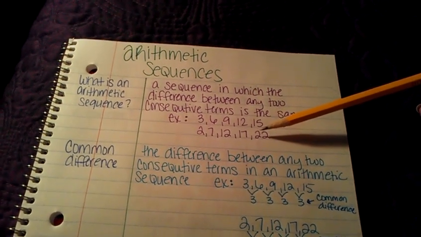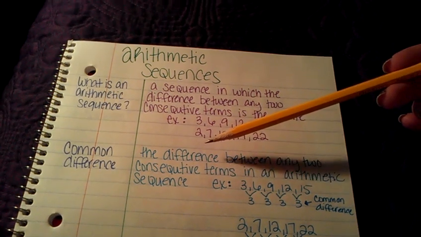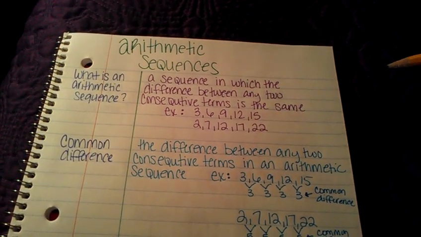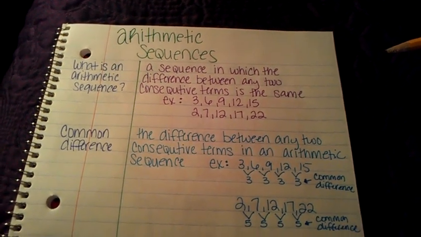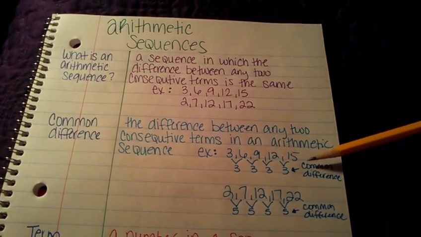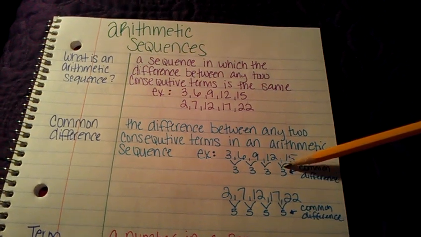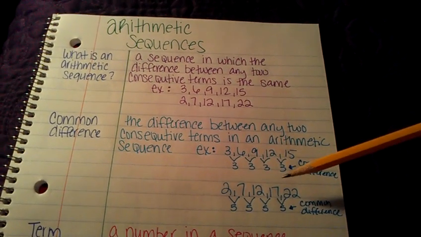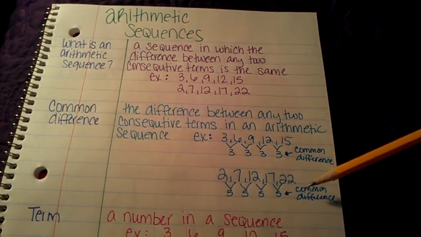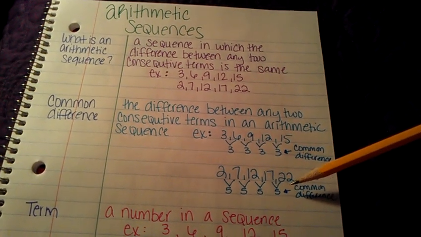Okay. Common difference. That's what we were just talking about. It is the difference between any two consecutive terms in an arithmetic sequence. Using the same examples we used earlier: 3, 6, 9, 12, 15. The common difference is 3. Or 2, 7, 12, 17, 22. The common difference is 5. Okay.